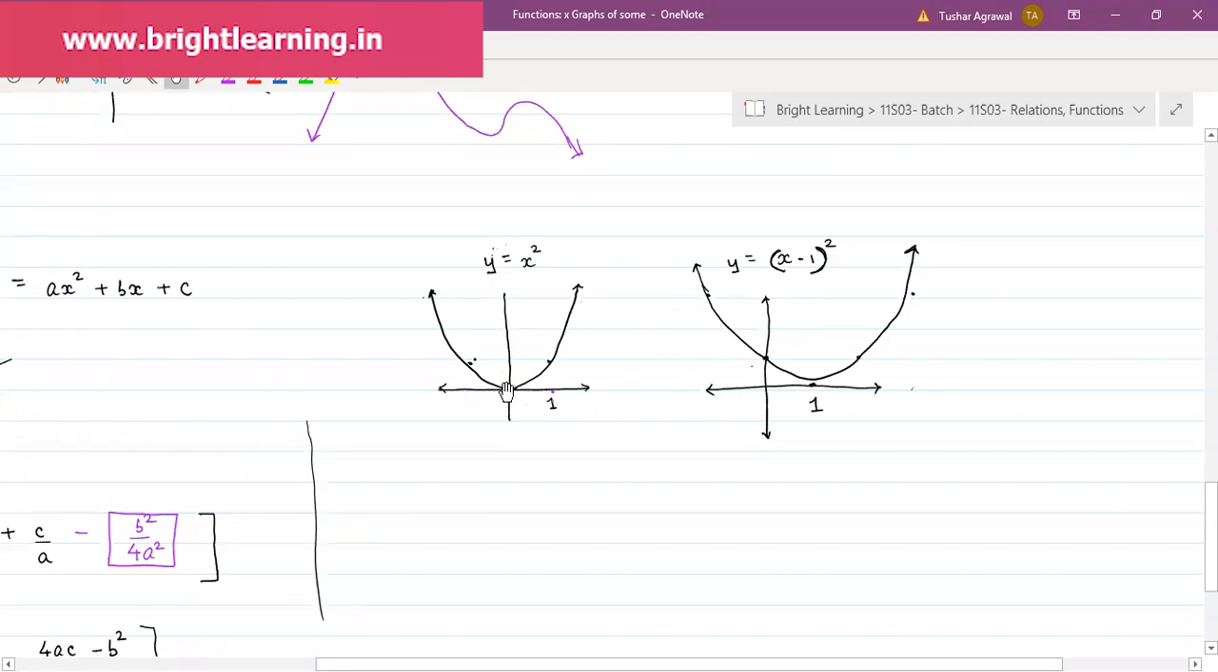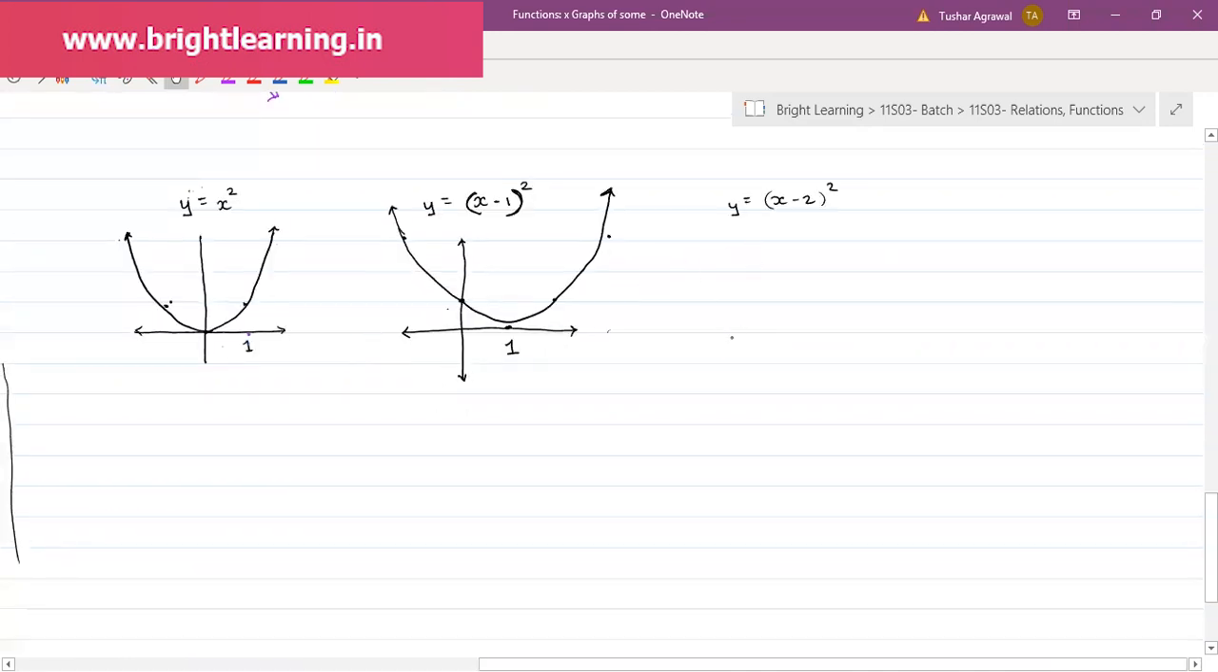The bottom point which was at 0 is now at 1, and the whole U maintains its shape and is shifted to the right by 1 centimeter, 1 unit, whatever that unit is. If I give you y equals x minus 2 complete square, what will the graph be? Take the original graph x square and shift it 2 units to the right.